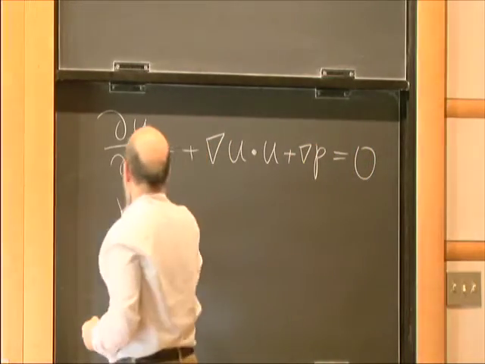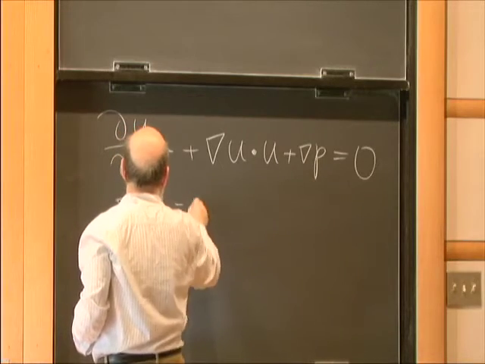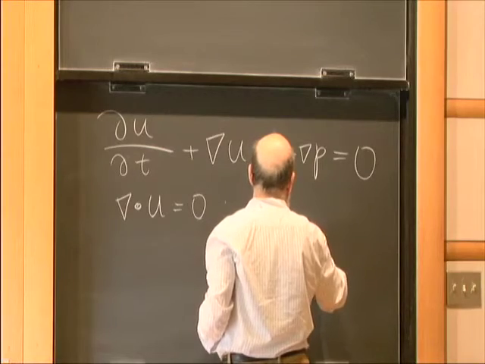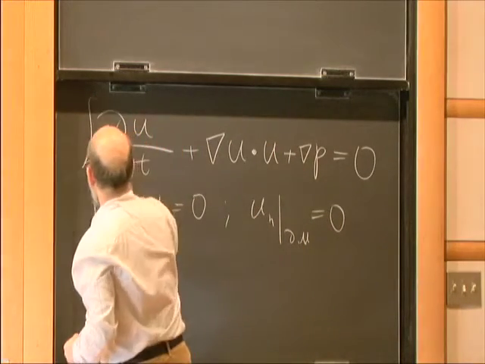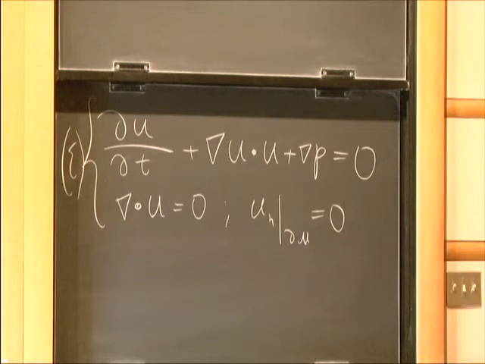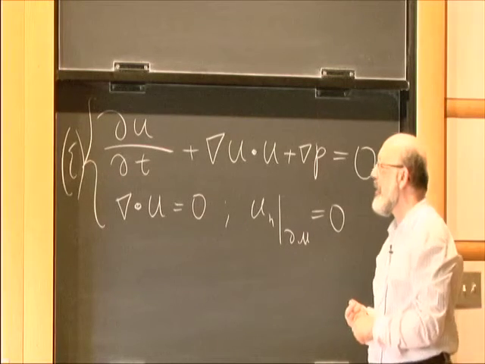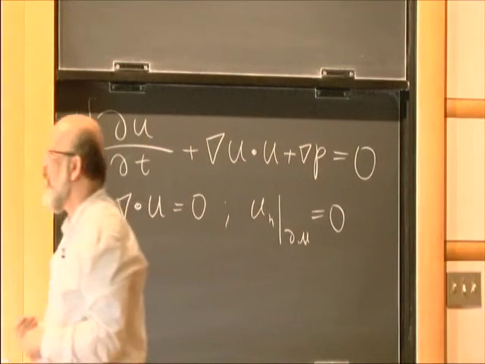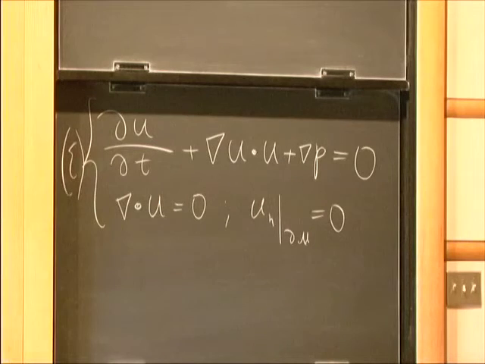With this divergence u equals 0, and u normal on the boundary is 0. So these are the Eulerian equations, and both Lagrangian and Eulerian equations are useful in the study of fluid. I think they are equally useful, but now I want to derive an even more useful equation, which may be called the vorticity equation.